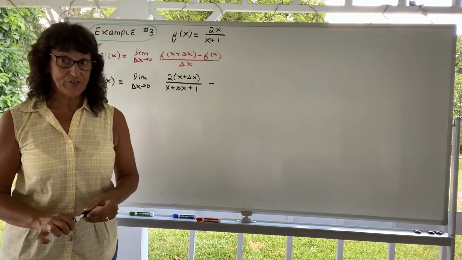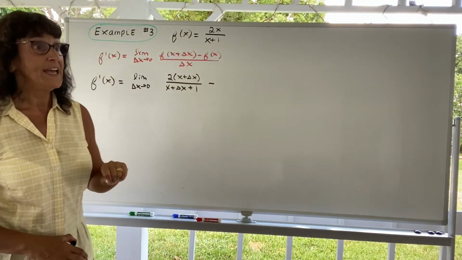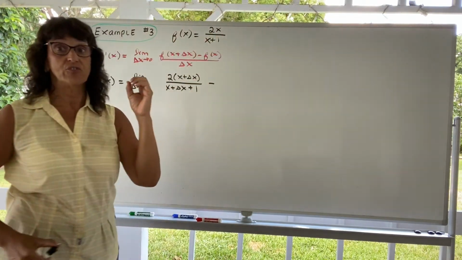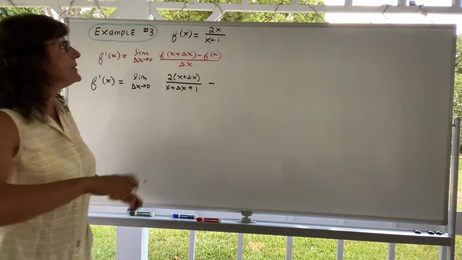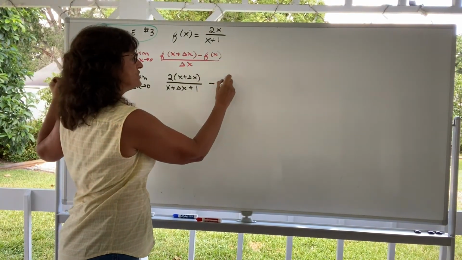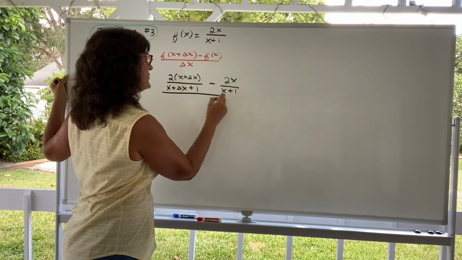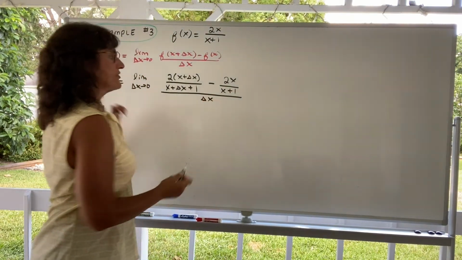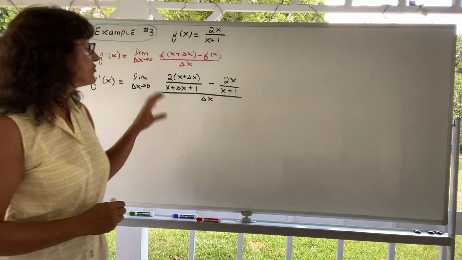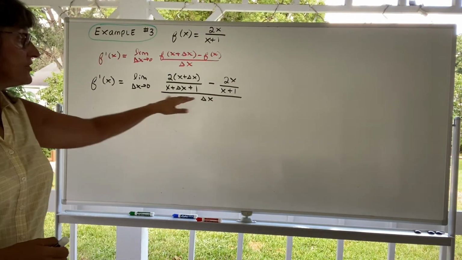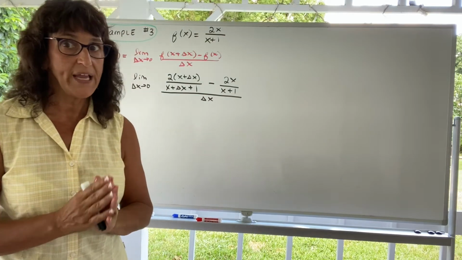So here is my first term, f of x plus delta x. I'm going to take my function and substitute in the x plus delta x for the x, okay? Minus, now I'm going to subtract the function. Just bring the function down, 2x over x plus 1. Substitute the function, and all this goes over delta x. So how does this look? If you substitute 0 in for delta x, you will get 0 over 0, an indeterminate form.